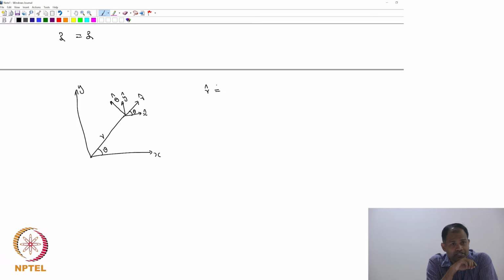So then how can I write down r cap? r cap is a unit vector. So if I finish the triangle, this length is going to be just cos theta. This length is going to be just sin theta. So if I do cos theta x cap plus sin theta y cap, that's just going to give me r cap, right? So it's nothing but cos theta x cap plus sin theta y cap. Agreed? So what is going to be then theta cap?